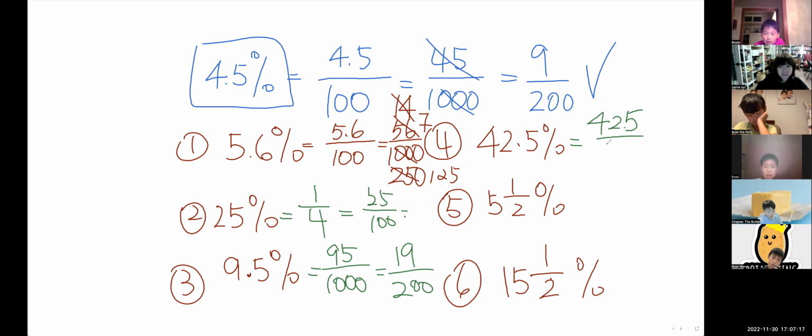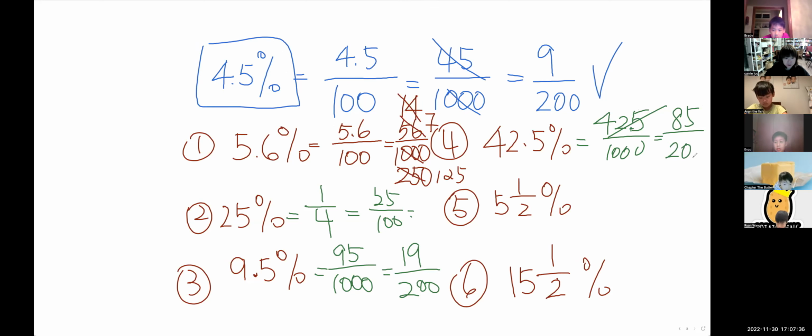425 over 1,000. Very good. Okay, so there's no dot. So everybody, 42, so 425 over 1,000. Which number are you going to divide both the top and bottom by together? 5. Very good. So divided by 5 equals 85, and divided by 5 equals 200.